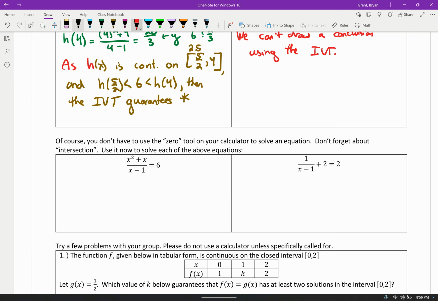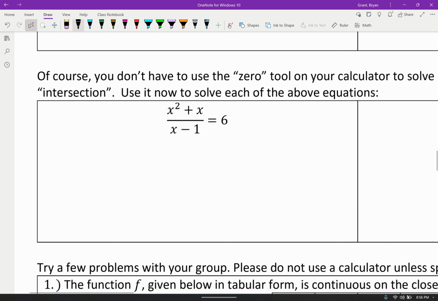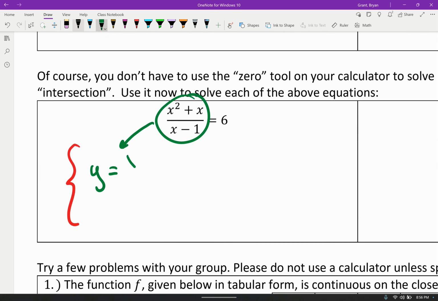Instead of using the zero tool, let's go ahead and use the intersection tool. The intersection tool is a great one, and honestly, I use it almost as much as I use the zero tool. I like it because instead of having to move the 6 over to the other side, we can just take this one giant equation and treat it as two separate problems, right? In Algebra 1, we learned that we can write a system of equations with each side of an equal sign. Now, you might not remember that from Algebra 1, but you did learn it. I promise. I taught it.